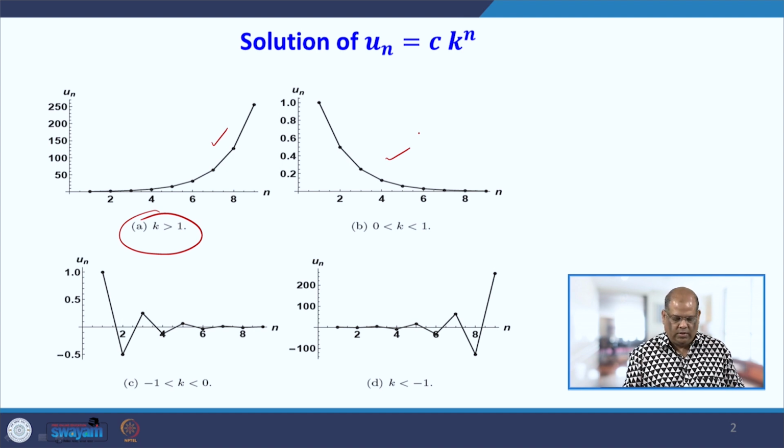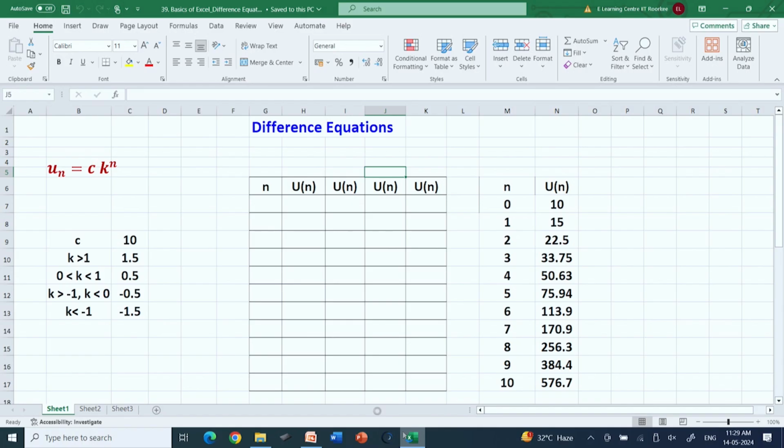If k lies between minus 1 and 0, then there is an oscillatory behavior, but a damping oscillation, and ultimately the solution decreases. And at the end, if k is less than minus 1, then we have oscillations, but with increasing magnitude. So now we will replicate these solutions with the help of Microsoft Excel.